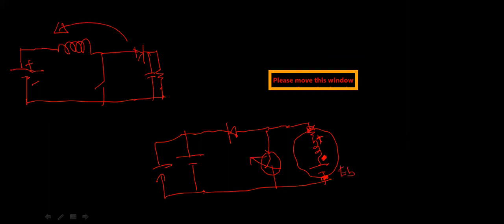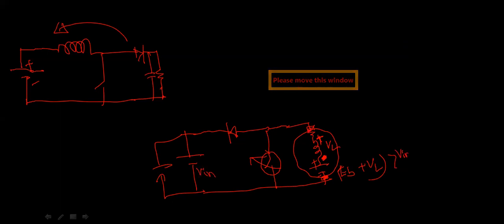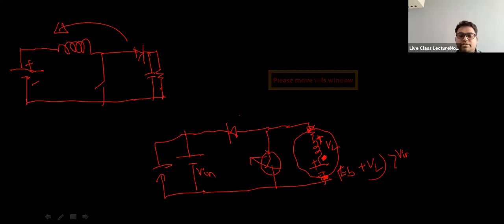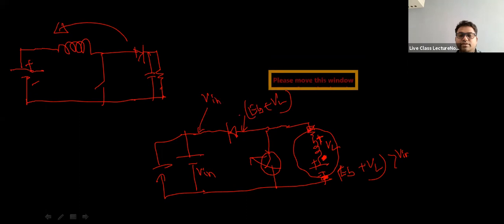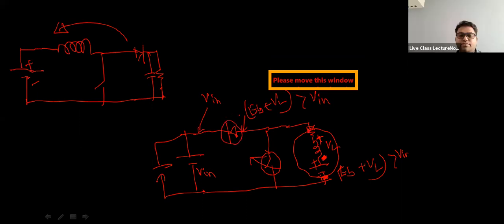So E back is adding up to the VL voltage, right? E back plus VL voltage. So this will be greater than the V in voltage that was previously driving the motor, right? At this point the voltage is E back plus VL, at this point it is V in, and this is greater than V in. So what will happen? This diode will get forward biased, and it will charge up this capacitor, and this charged capacitor will slowly keep on charging the source, or it will supplement the source, right?